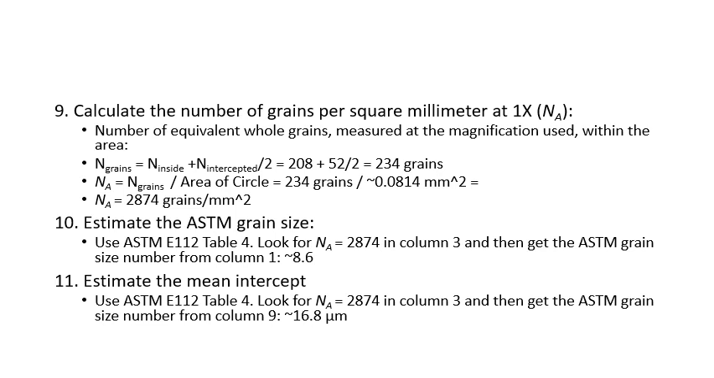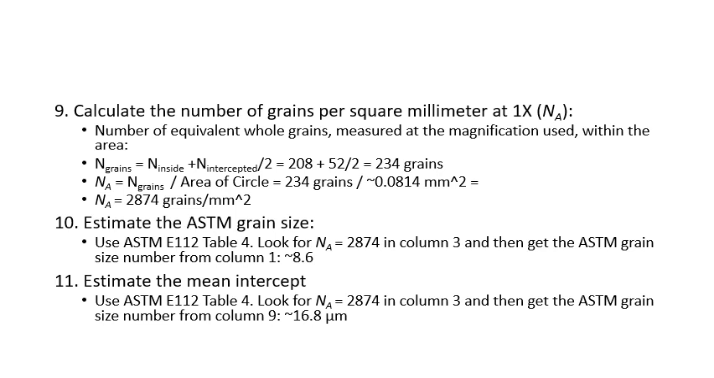Then to calculate N sub A, the grains per square millimeter, we have that number of grains divided by the area of the circle, so that's 234 grains divided by our 0.0814 millimeters squared, and we get N sub A equals 2,874 grains per millimeter squared.